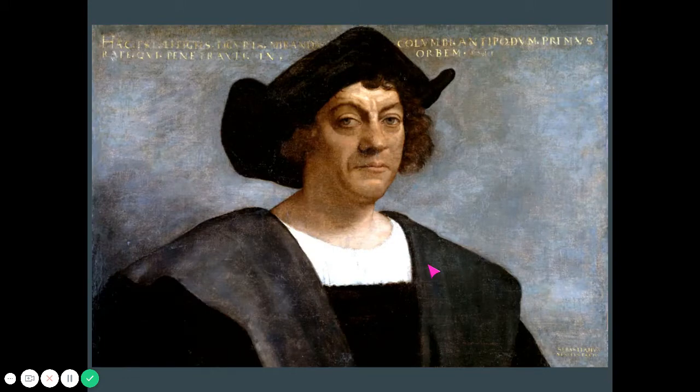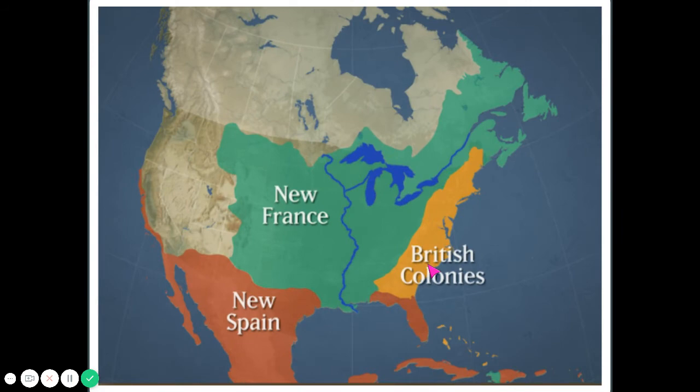This is Christopher Columbus. He's the most famous of explorers from Europe that came during the 1400s, 1500s, and 1600s to North America to try to settle the land. After his arrival in 1492, several European nations attempted to establish settlements in the Americas. The most successful settlements were the 13 British colonies.